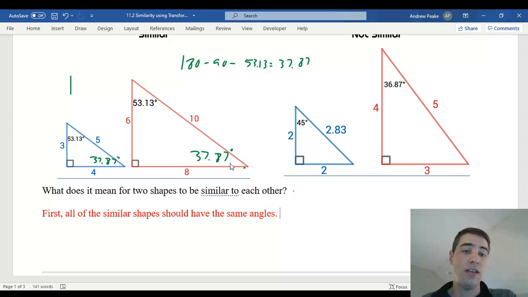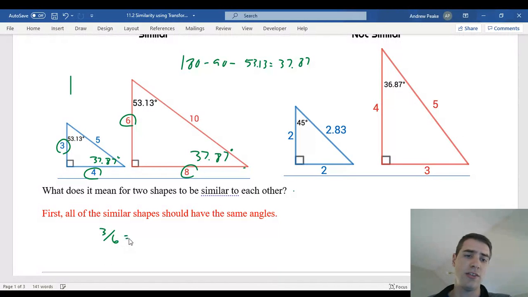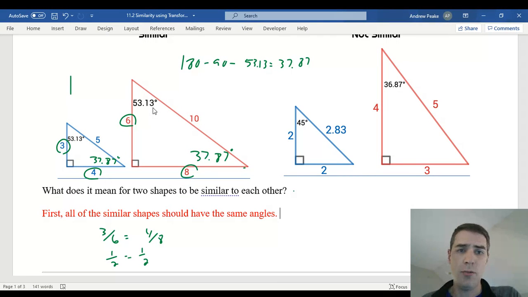Also, we see that each proportion should be the same as well. So like for here, if I said 3/6, that would be equal to 4/8, where the same relationship is like 1/2, where I am setting those up proportionally. So we have the same right there. Also, if I were to double 5, it'd be equal to 10 as well. So I see that doubling relationship with all of those. That's two things that make it similar.